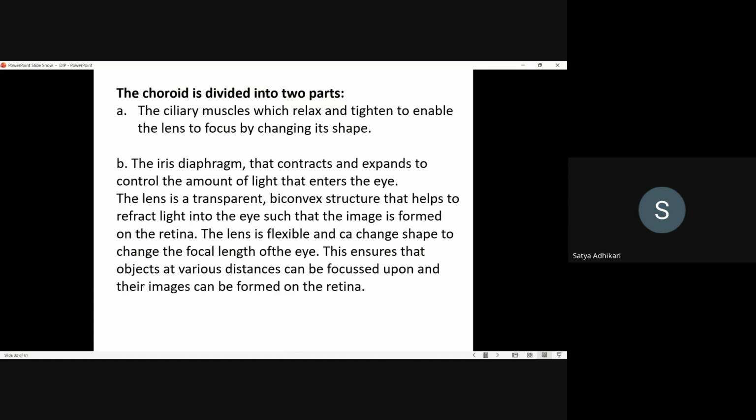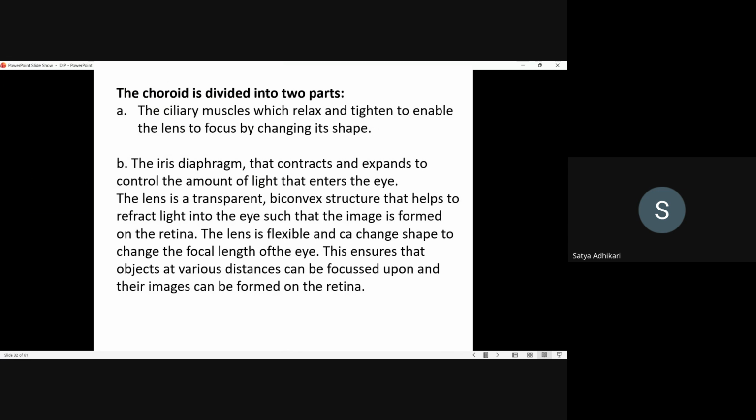The lens is transparent and biconvex. So we have the eye lens, which is a transparent and biconvex structure that helps to refract light into the eye so that the image is formed on the retina. It is so adjusted that the image is always formed on our retina. If the object is nearer to you, it adjusts so that the image is formed on the retina. If the object is far from you, also it is adjusted so that the image is formed on the retina.